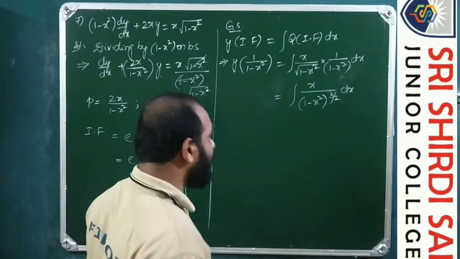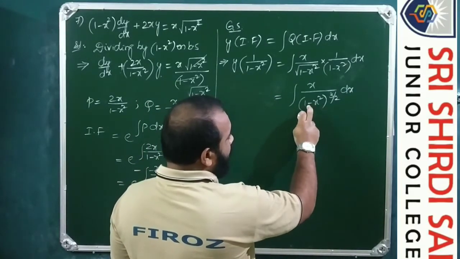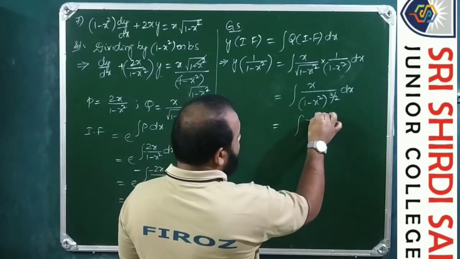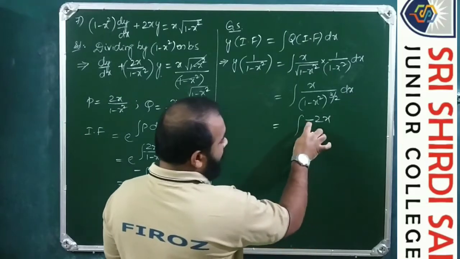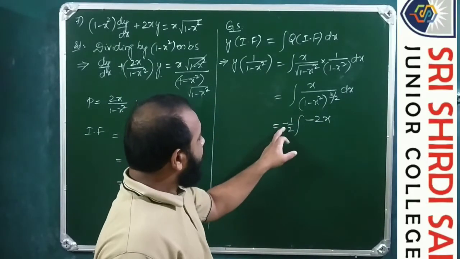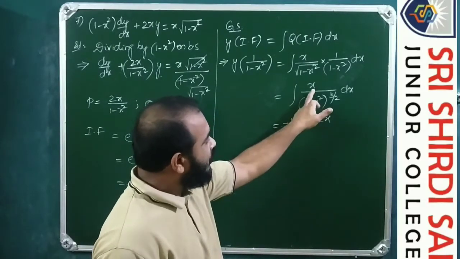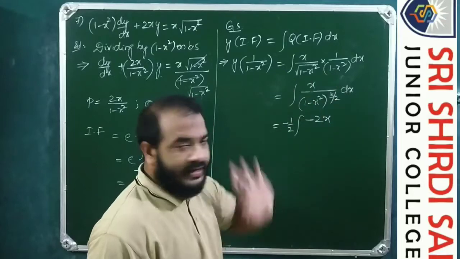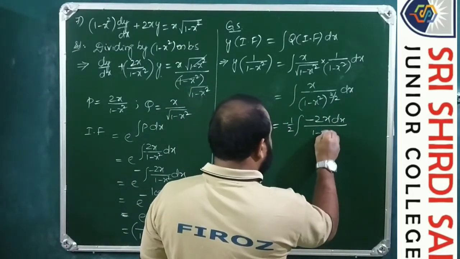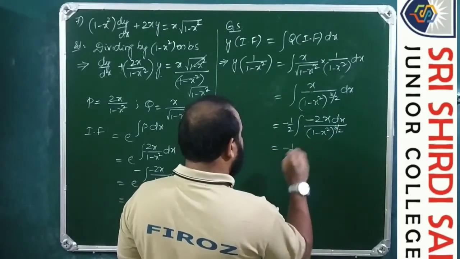Now the derivative of 1 minus x square is how much? Minus 2x. So therefore I will multiply by minus 2 and divide also. Minus into minus is plus, so 2 by 2, therefore x only we are getting. Dx by (1 minus x square) whole power 3 by 2. So minus 1 by 2.